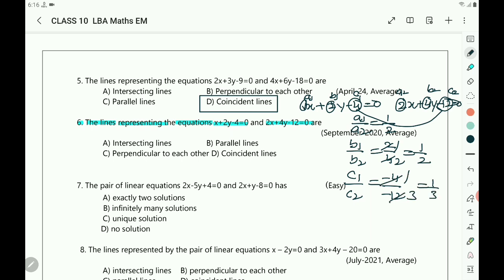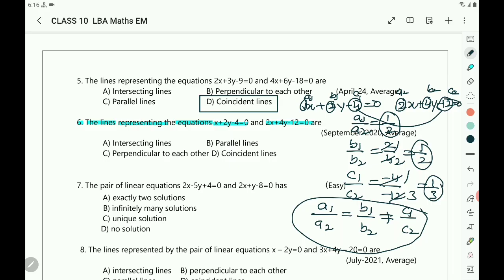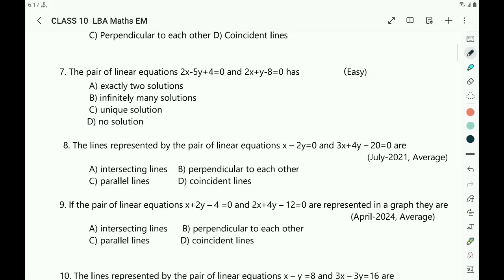Here you got A1 by A2 equals B1 by B2 not equals to C1 by C2. So here the pair of linear equations are not having any solution. No solution means they are parallel lines. Option B is the answer. Parallel lines.